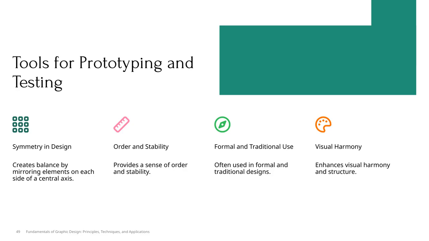Using symmetry not only establishes order, but also enhances visual harmony. When elements are balanced and aligned, the overall structure feels cohesive and pleasing to the eye. This connection between stability, symmetry, and harmony underscores the importance of these tools in creating effective prototypes and test designs. By incorporating these principles, we can ensure our designs are both aesthetically appealing and functionally clear, ultimately supporting the overall theme of creating thoughtful, well-structured visual communication.